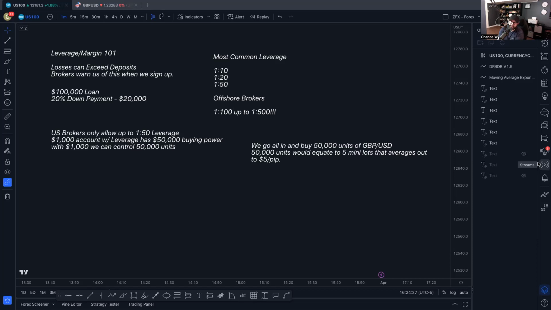We haven't gotten into lot sizes just yet, but think of this as the preview towards it, right? Because in order to place a trade and manage a trade well, you need to start from the get-go, and to do that, you need to learn how to calculate your lot sizes, how big a position you take in the market. But for the sake of this video, 50,000 units would equate to 5 mini lots. That averages out to $5 per pip.